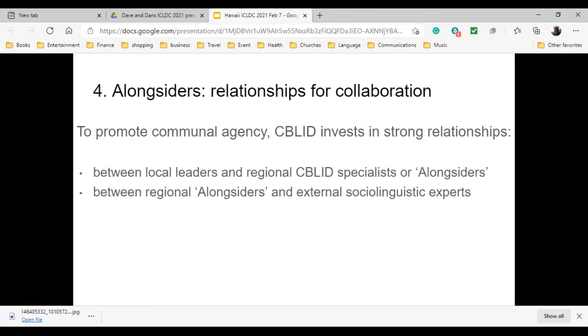The key point, I think, that we're trying to communicate in this presentation is that the secret sauce of CBLID, the main component, is its relationships. It invests in strong relationships. And the two relationships particularly that are key to promoting communal agency and for this approach to work are between local leaders and regional CBLID specialists, or alongsiders, as we call them, and the second one, between the regional alongsiders and the external sociolinguistic researchers.